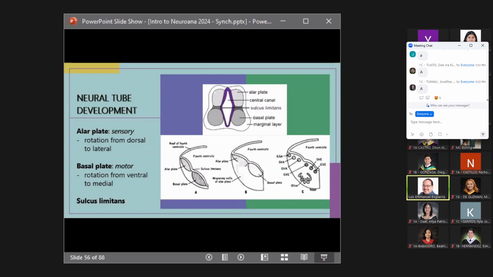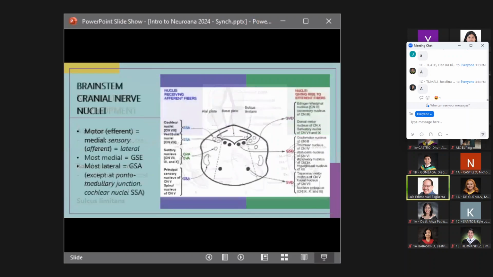And the sulcus limitans is what separates these nuclei. So that's why this composite image, which I think is in the video as well, tells you the location of the cranial nerve nuclei in the brainstem. So the more motor they are, the more medial. Among them, the most medial would be the GSE, general somatic efferents, which are cranial nerves 3, 4, 6, and 12.